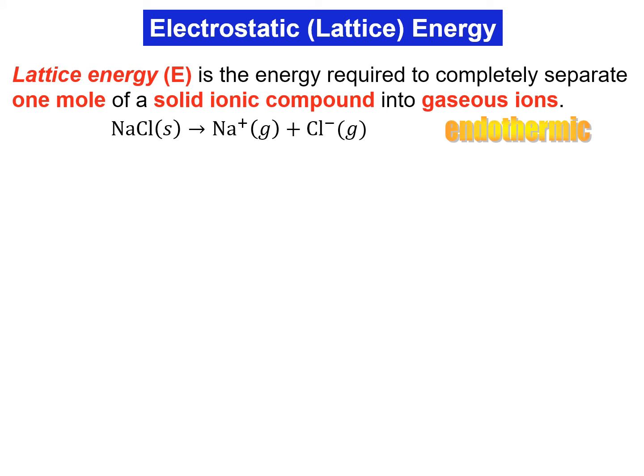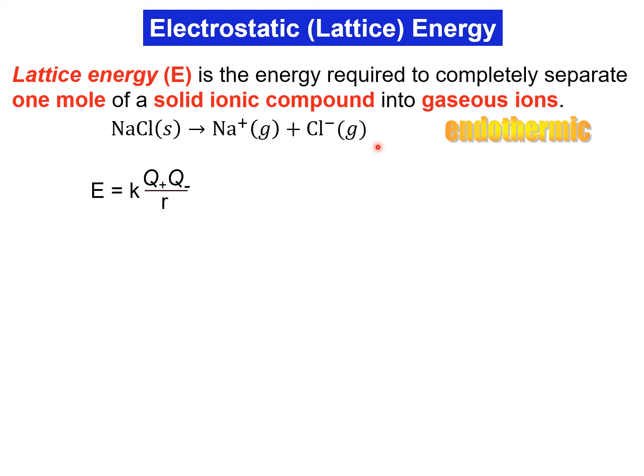Same idea here. One important thing to notice are the states of matter, though. Ionic compounds are generally going to be solids. They have very, very high melting points, typically thousands of degrees Celsius. When you separate them, you're separating them into their gaseous state. So you're starting with a solid and separating into gaseous ions. Again, this is going to be an endothermic process. So what are some factors that affect lattice energy?